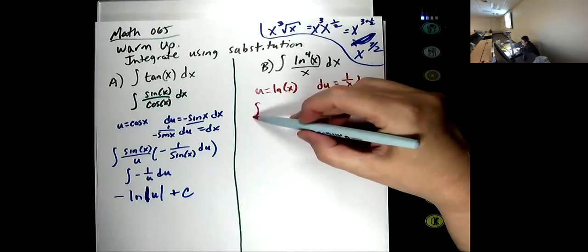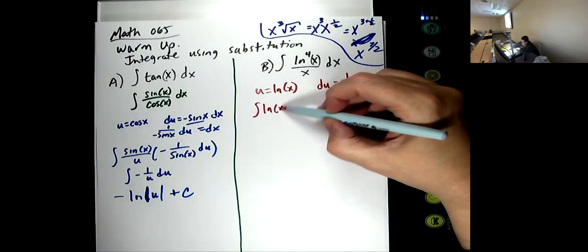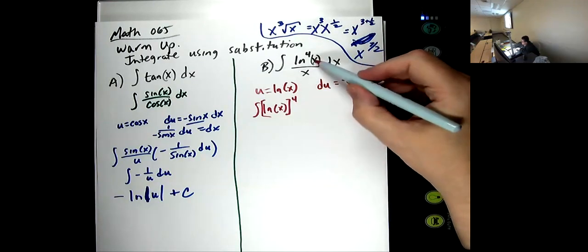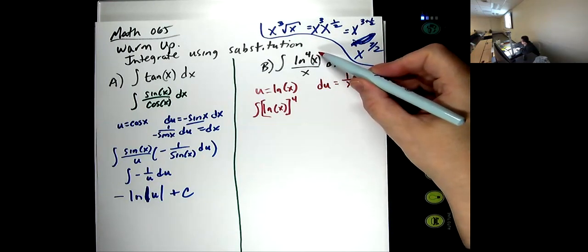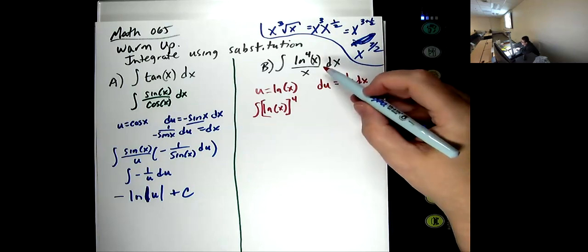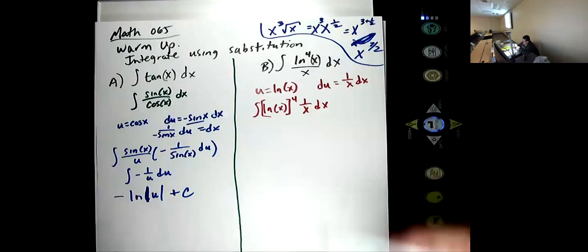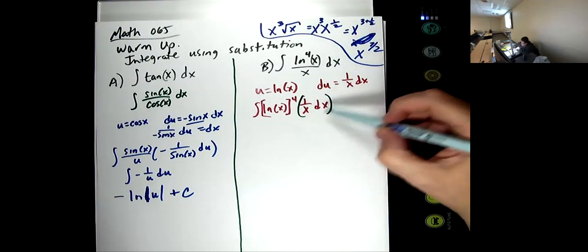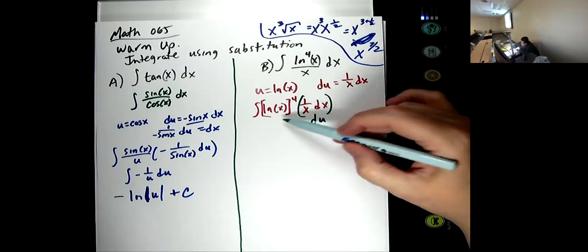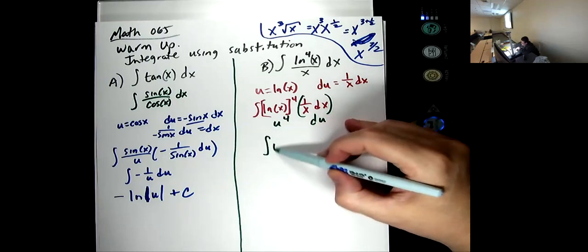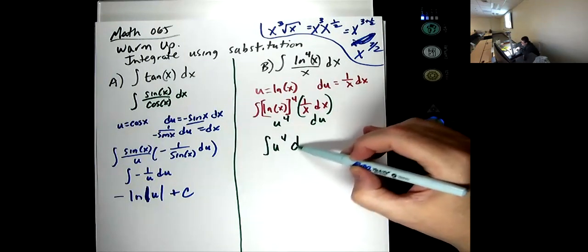So I'm going to rewrite it as I would normally write it. But every once in a while you see people in books write the 4 here like it's sine or cosine. And then I'm going to put the 1 over x over here with the dx and show that this is my du. And this is going to be u to the 4th. So I have the integral of u to the 4th du.